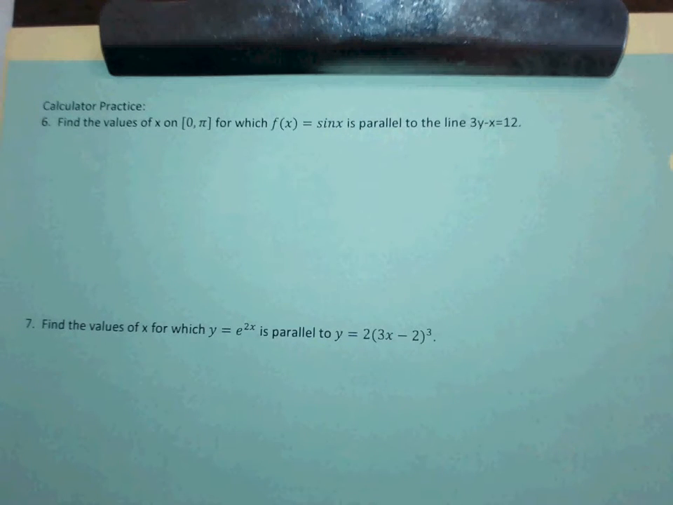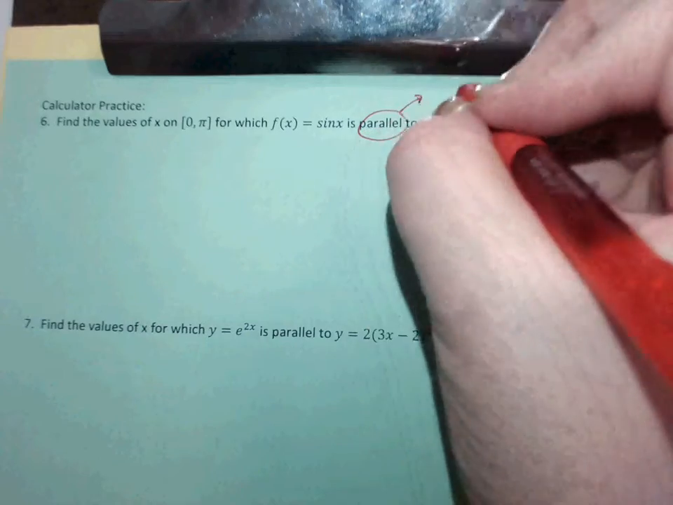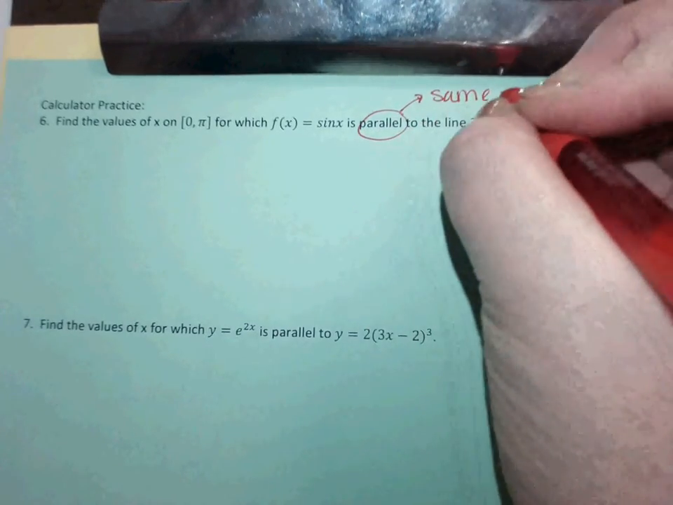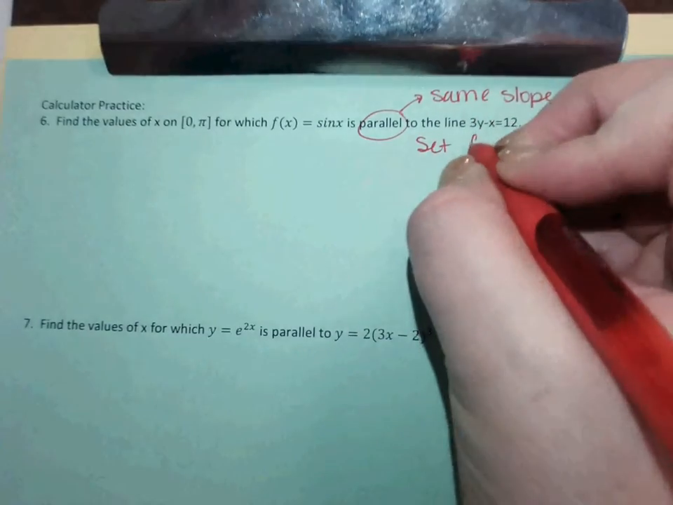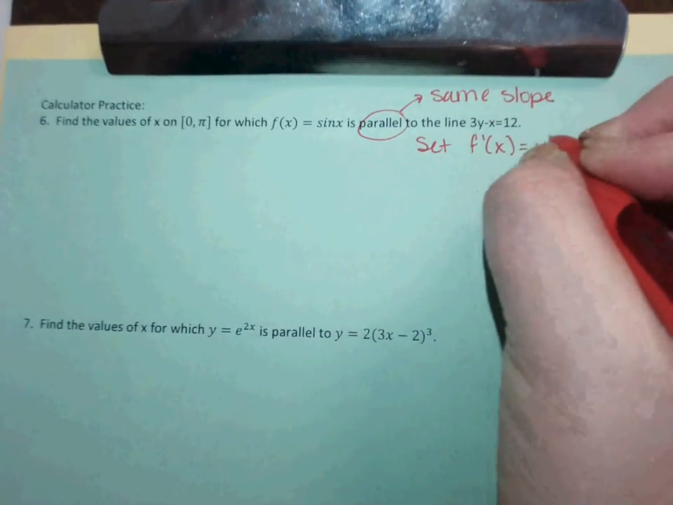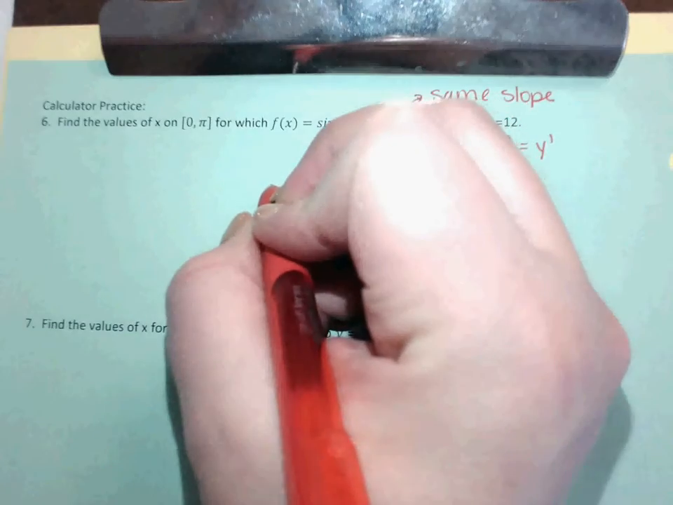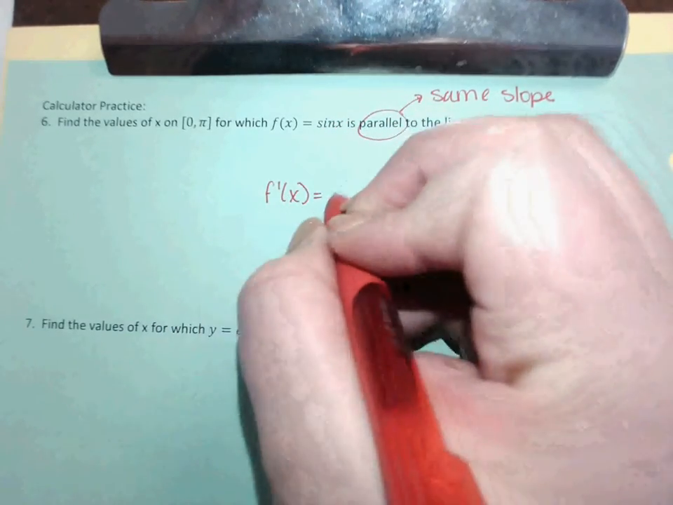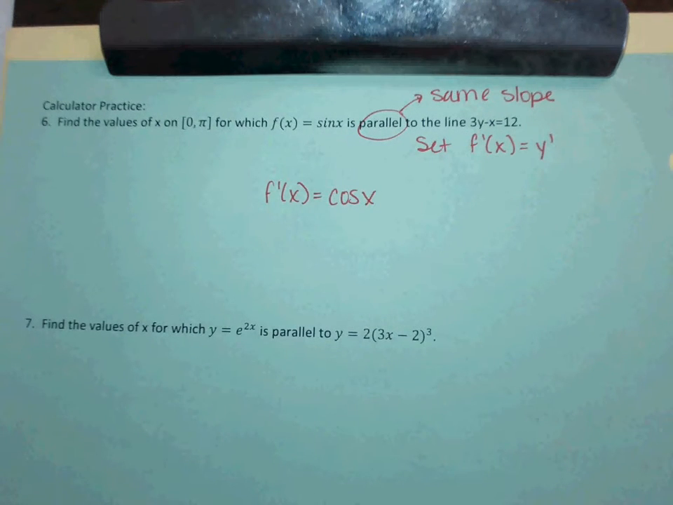Okay, take a look at number 6. I want them to be parallel. What do I do? Parallel means same slope. And same slope means I set what equal? So I'm going to set f prime of x equal to y prime. Y'all did actually pretty well on this on your quiz. If f of x is sine x, what's the derivative? f prime of x, derivative of sine is cosine x. Then I look at my line, that's not going to work, it's all messed up.